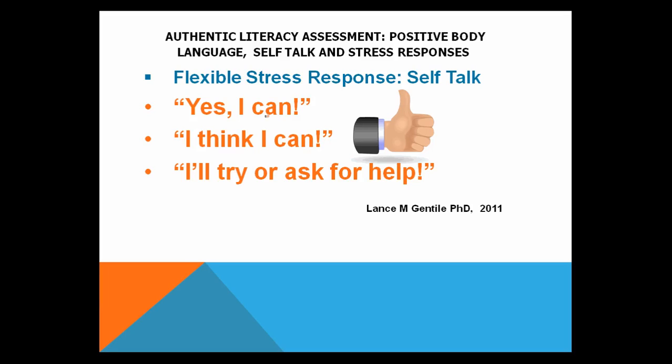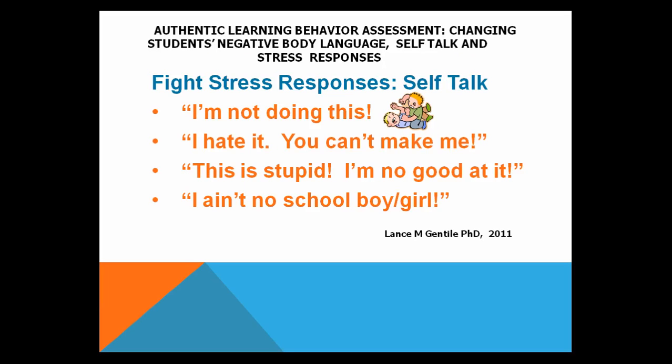So learning how to identify with the eye or with the ear, sometimes these verbal responses signal this flexibility or this resistance or this flight. But in this case, with a flexible response, students are saying things like this to themselves: yes, I can, I think I can, I'll try, or ask for help. When you get to those students who are fighting the challenge and becoming resistant to the work or to the teacher, they're saying things to themselves: I'm not doing this, I hate it, you can't make me, this is stupid, I'm no good at it, I ain't no school boy or schoolgirl.